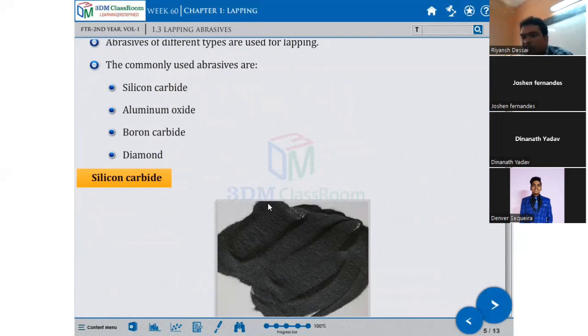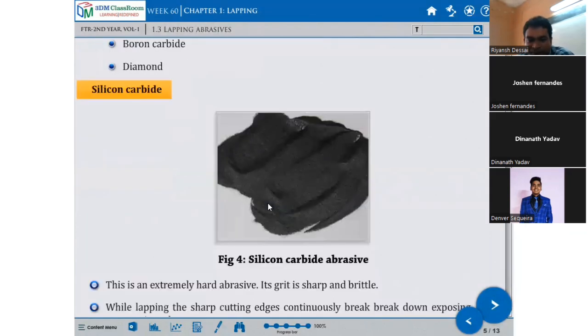The best example is polish paper. They have the abrasive particles on the polish paper, for rubbing the metal. Similar type. Silicon carbide.